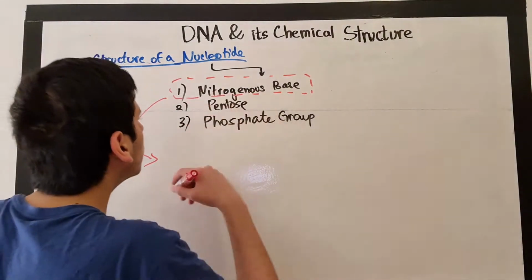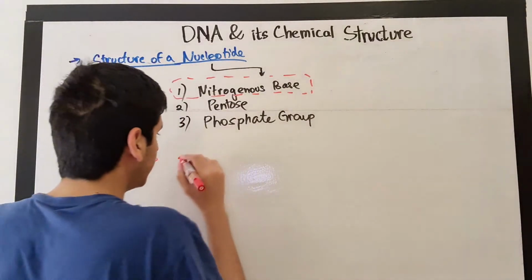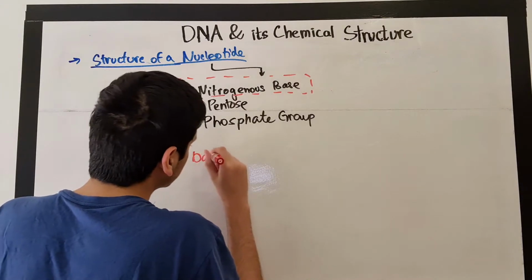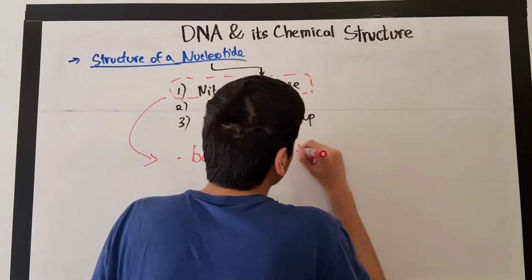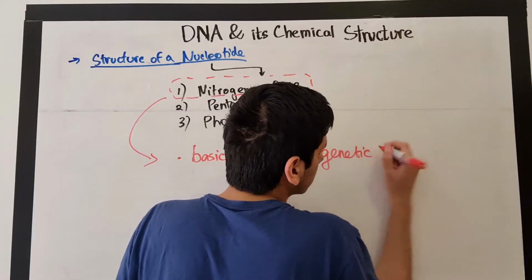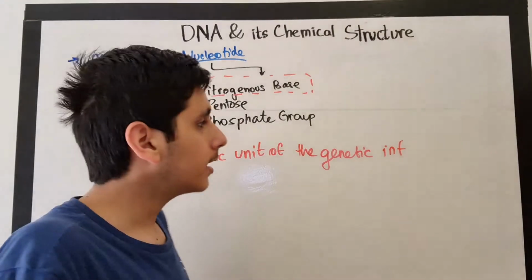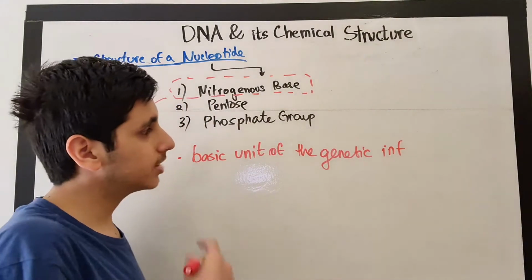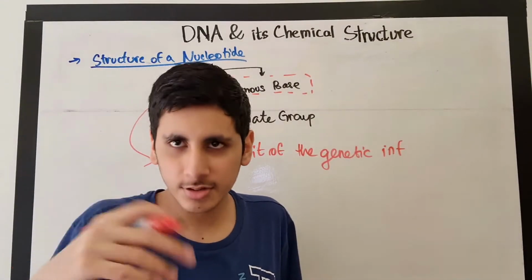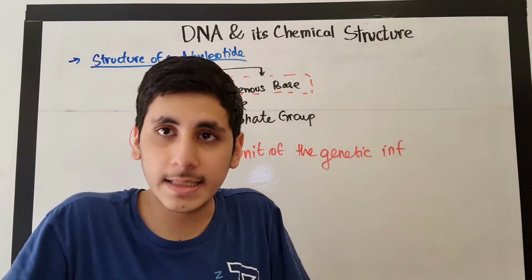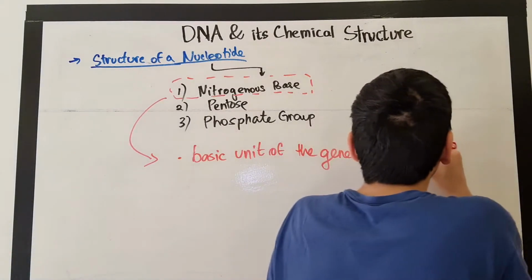Okay, so it's very important. A nitrogenous base, as I said, is the basic unit of the genetic information, because when we talk about the genetic information, we're actually referring to the genetic sequence. That's how the information lies in the cell or in the nucleus, in a sequence. So genetic information.